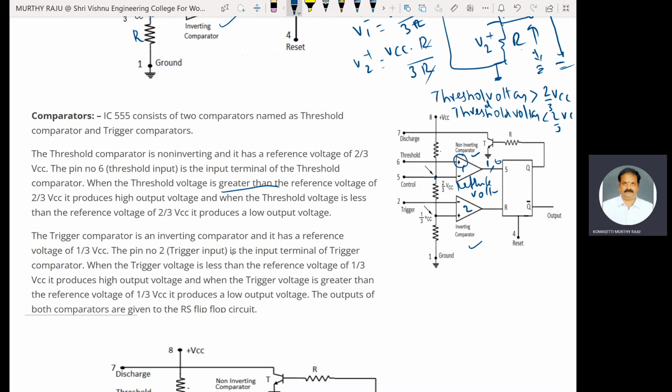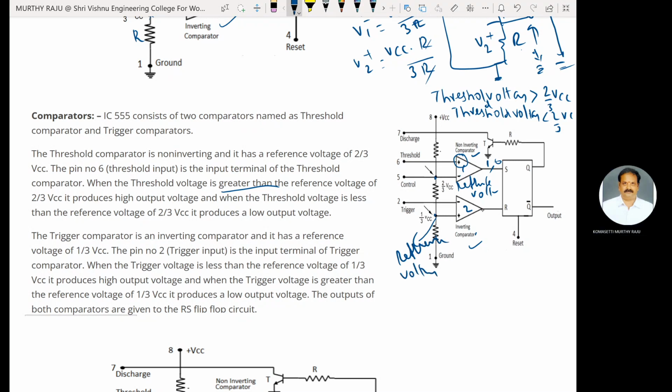Coming to comparator 2, the trigger comparator is an inverting comparator, and it has a reference voltage like comparator 1. The reference voltage here is 1/3 VCC. This is the reference voltage.